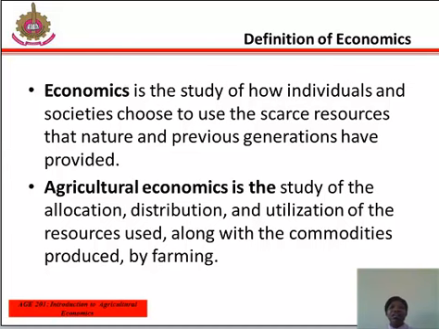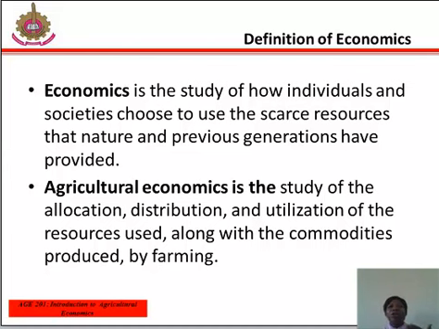Therefore, agricultural economics is the study of allocation, distribution, and utilization of resources used, along with the commodities produced by the farmer. So, agricultural economics plays a role in the economics of development for a continuous level of farm surplus, one of the wellsprings of technological and commercial growth.